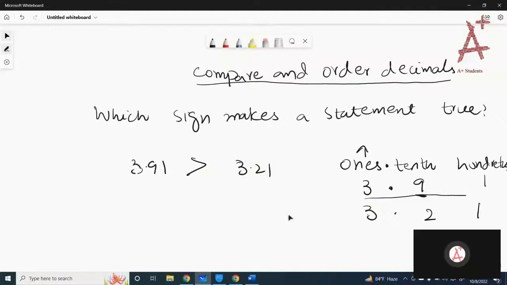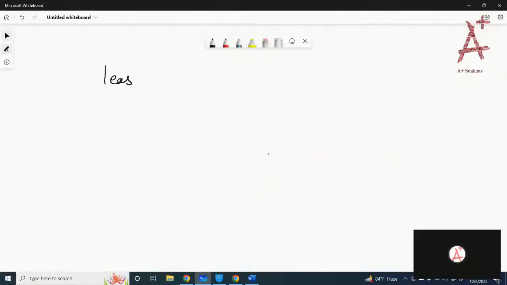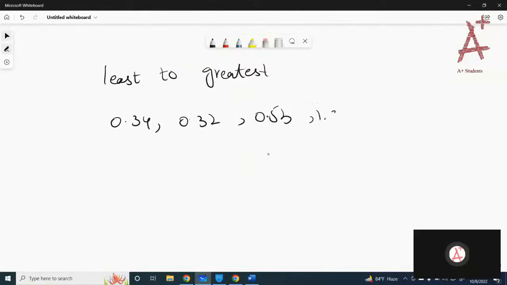Okay, the next example is: put these numbers in order from least to greatest. Now you are given the numbers. You have to arrange them from least to greatest. 0.34, 0.32, 0.53, and 1.86. Okay, you have to arrange them from least to greatest.